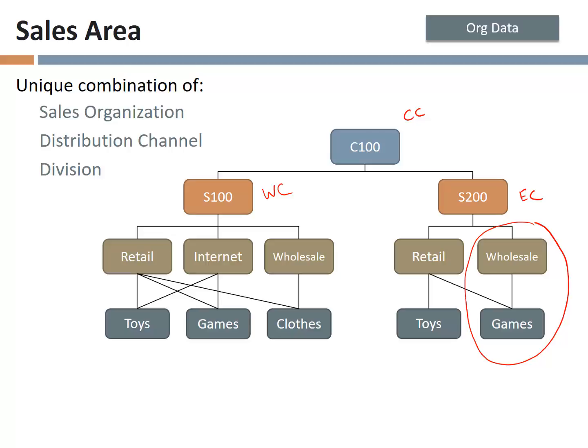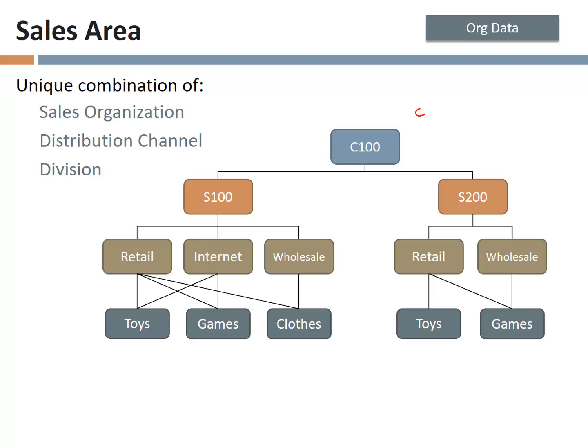Now, what is very common here, like you see, is that the internet sales is associated with just one sales organization. So all of our internet sales are going to bubble up through that West Coast sales organization, and the people on the East Coast don't have any ability to do that. They can only do traditional retail and wholesale. If you count the lines here, and it gets messy for me to draw the picture, there are 9 different sales areas here.